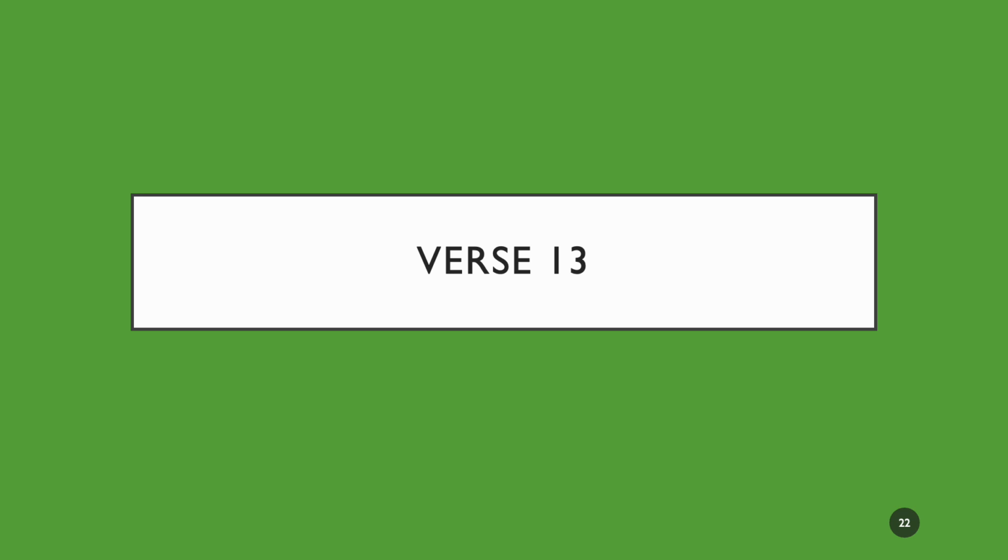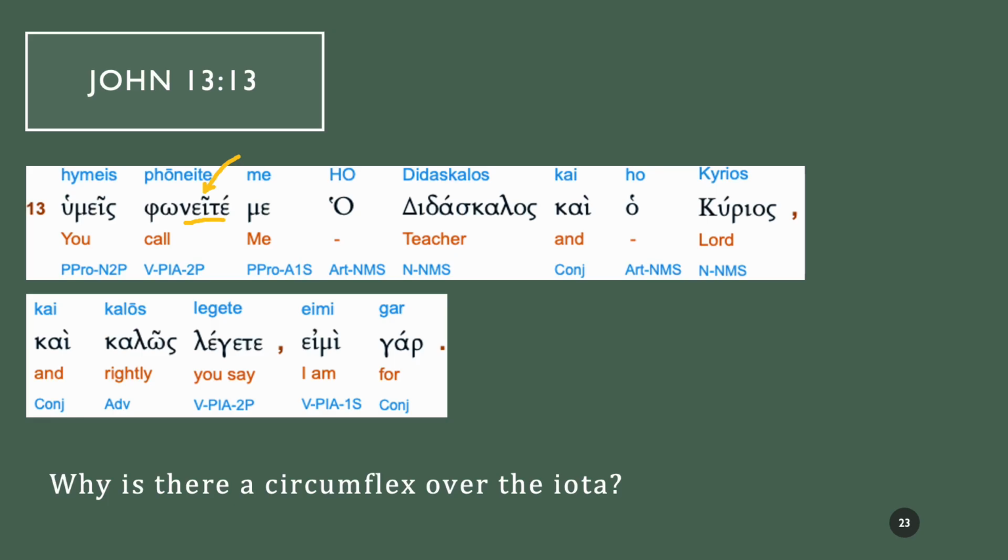So let's move on. We spent a lot of time in that verse. We're going to look now at verse 13. I'm not going to spend quite so long on every single verse. Humes phoneta me, ho didaskalos kai ho kurios. You call me the teacher and the Lord. Kai kalos legate. And rightly you say, amiga, for I am.